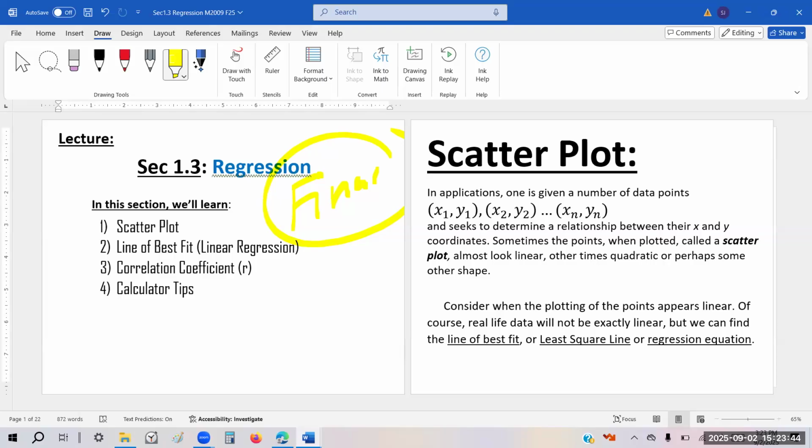So in order to find that out, we plot all those data points on the same plane, and we see what type of relation they have, if they have any. If they do have any, then we can try finding out that relationship by drawing a line through the points, which is called line of best fit, or the least square line, or the regression equation.